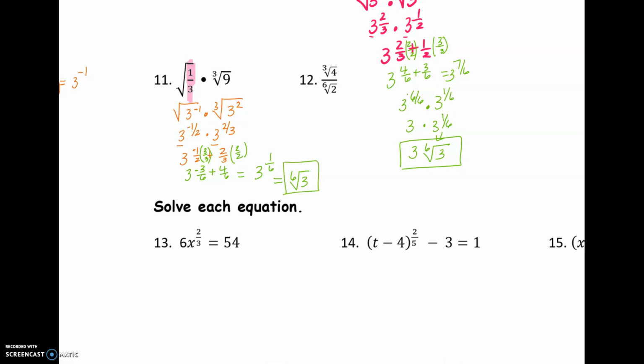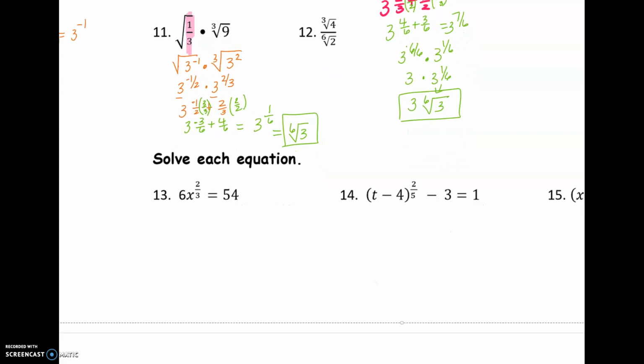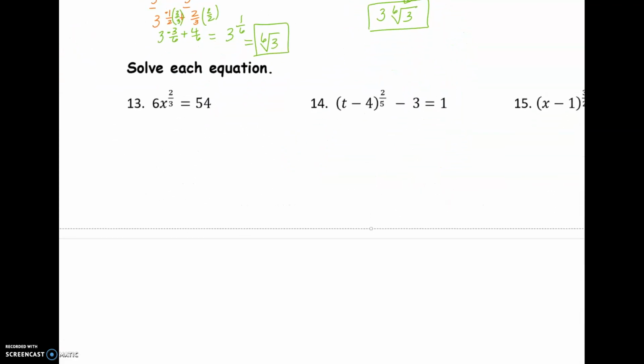Okay, let's see how our time is here. Looks like I've only used 7 minutes. Okay, in the bottom section, solving, I'm going to do 13 and 14 with you.